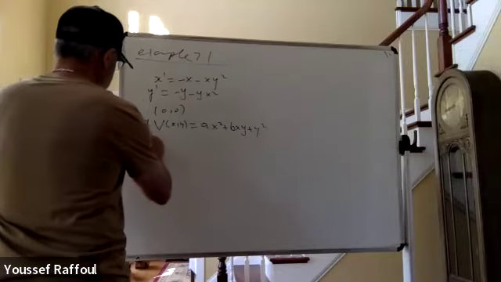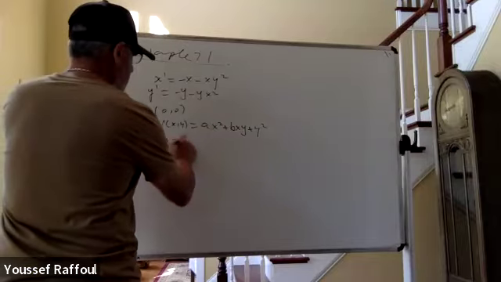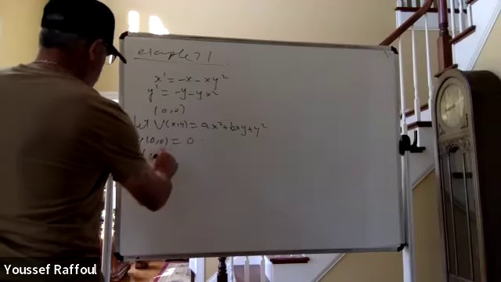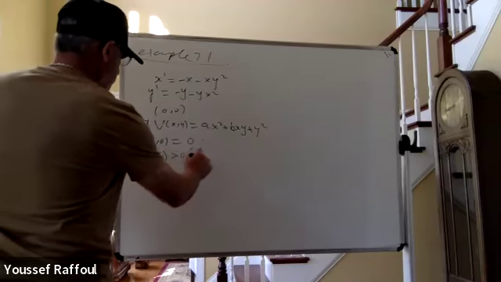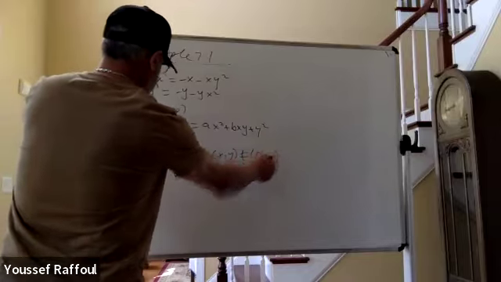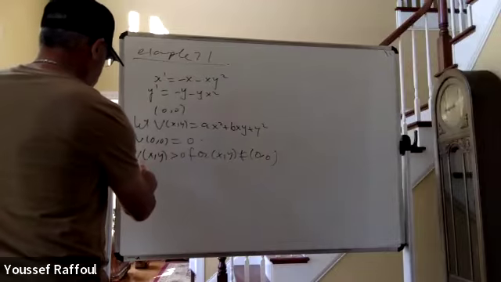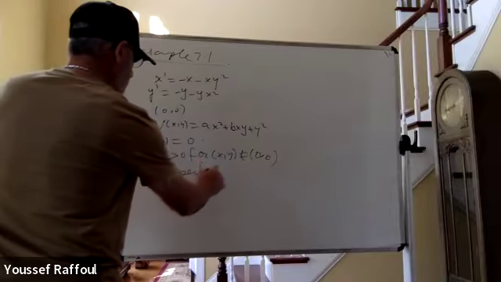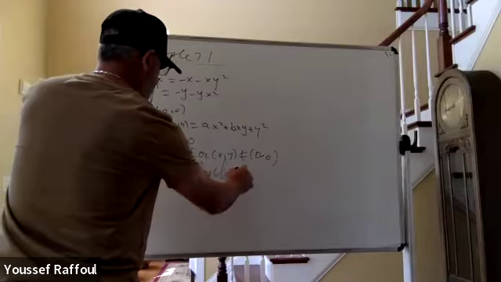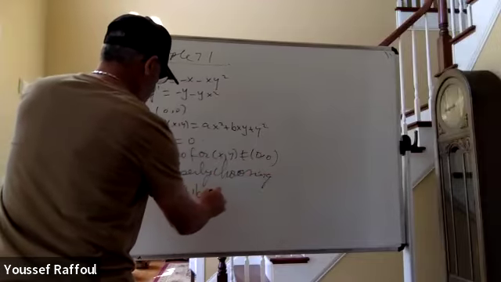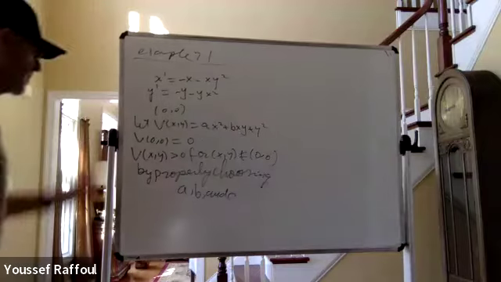So it's clear that V(0,0) is 0. So we need to show V(x,y) is positive for (x,y) different from (0,0). So by properly choosing A, B, and C.